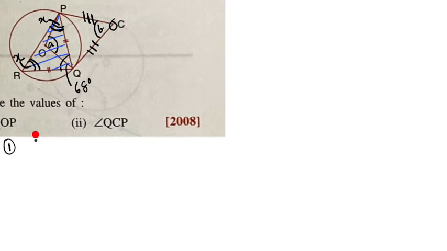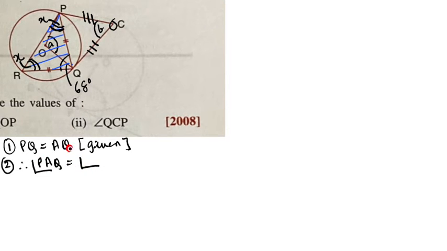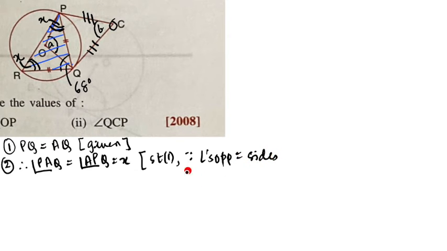So our first statement we will write as PQ equal to AQ, and this is given. Statement number 2, therefore opposite PQ will be PAQ, will be equal to opposite AQ will be APQ, and that will be X, and this will be from statement 1. Since angles opposite equal sides are equal in triangle APQ.